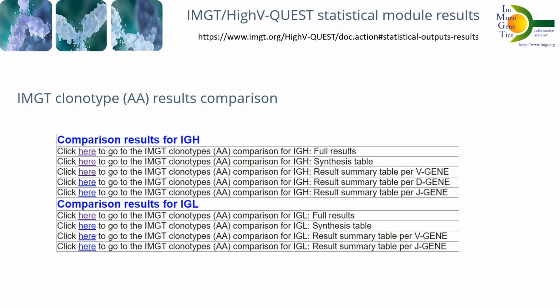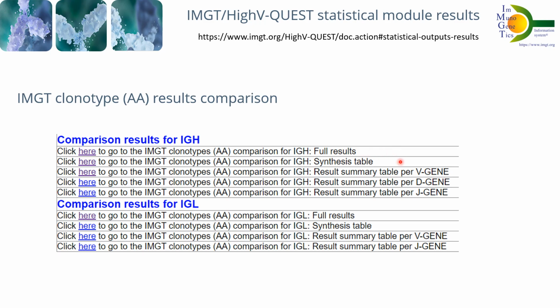In the directory dedicated to the IMGT clonotype comparison, you will find, per chain type, several files for the characterization of the clonotypes common to 2 or more batches. The full results file lists the common clonotype with the V, D, and J gene and allele, and with the amino acid sequence of the CDR3.